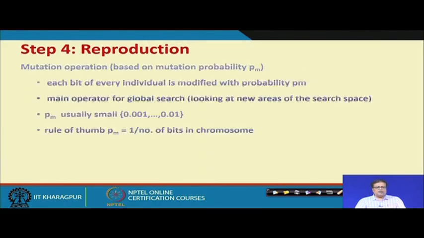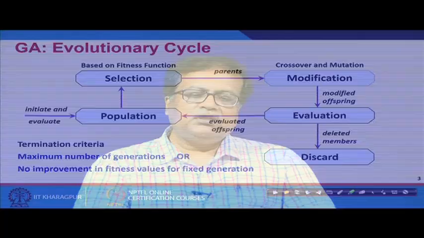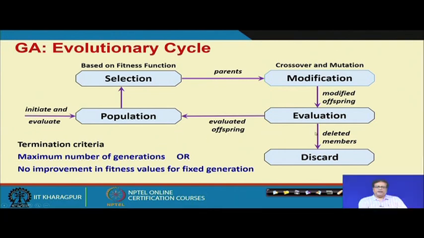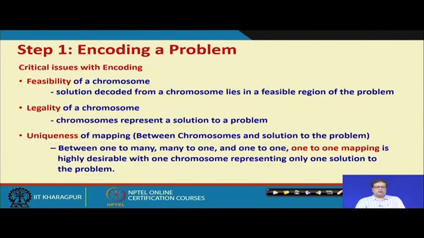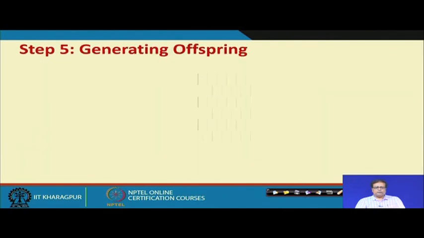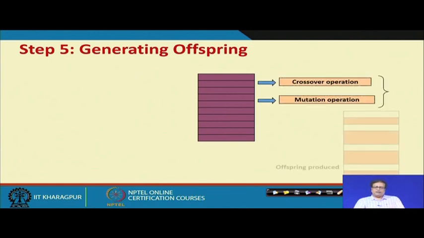So, let us see this from the very beginning. We had this in our previous lecture. We have the initial population, then evaluated offspring, selection, modification, modified offspring, and then the evaluated offspring joins the population. So, essentially precisely that is what we have seen once again in this particular case. So, that is how we generate the offspring.